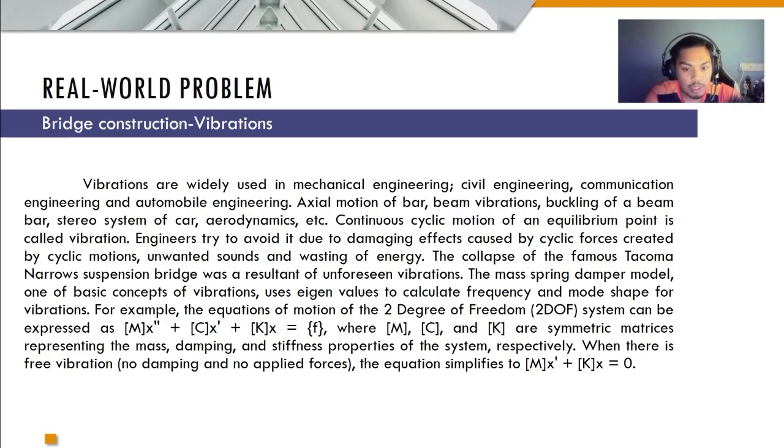The mass spring damper model, one of the basic concepts of vibration, uses eigenvalues to calculate frequency and mode shape for vibration. For example, the equation of motion of the 2 degree of freedom, 2DOF, system can be expressed as Mx'' plus Cx' plus Kx equal to F, where M, C, and K are symmetric matrices representing the mass, damping, and stiffness properties of the system, respectively.